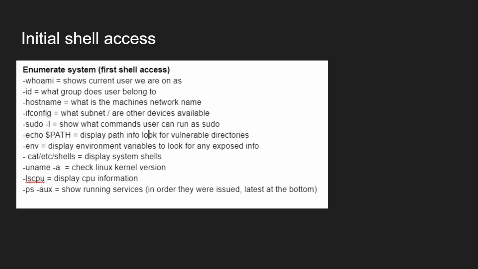uname -a will check your kernel version and print out the OS details, so that's good for kernel-level exploits. Maybe there is a privilege escalation exploit for your Linux kernel version, things like that.